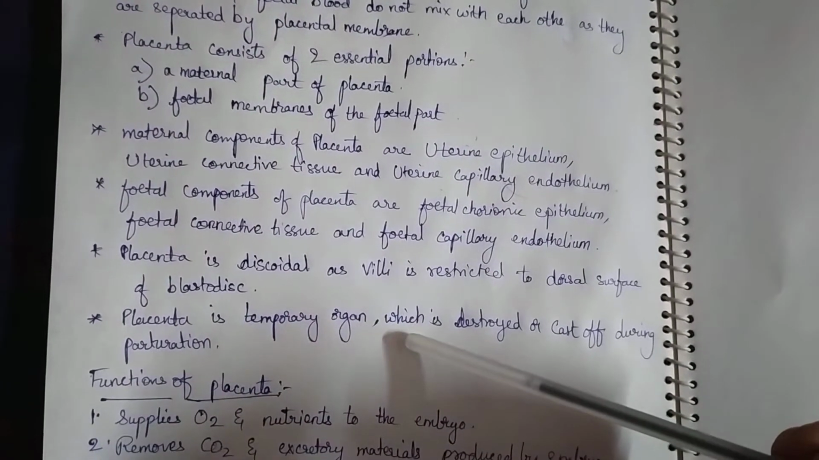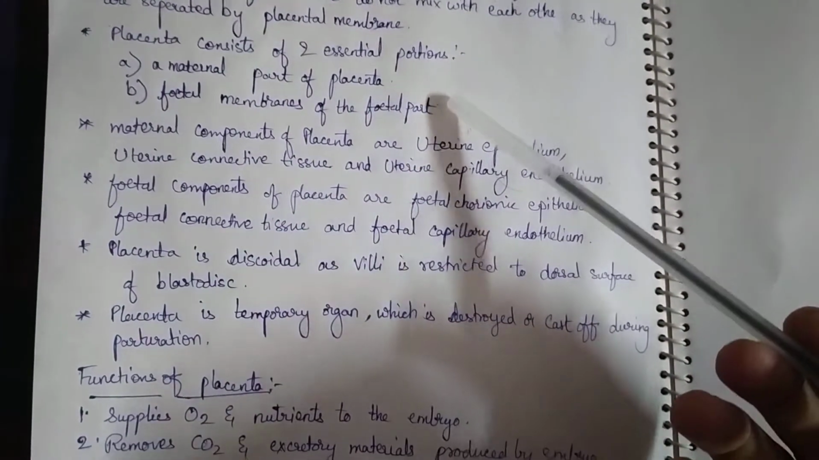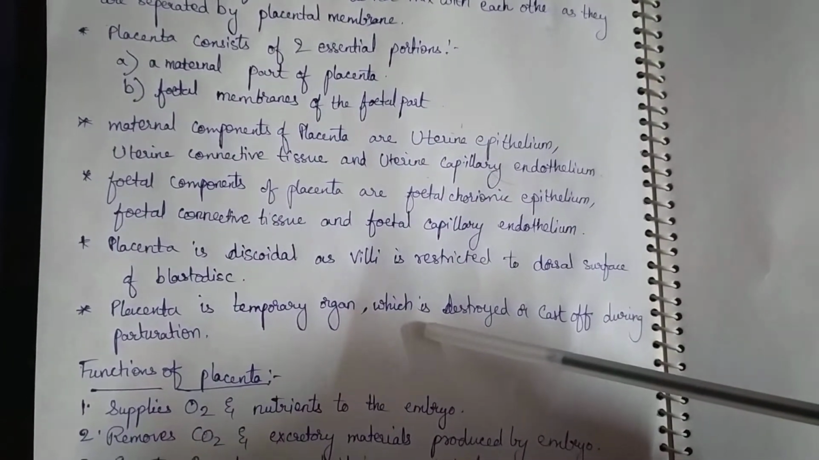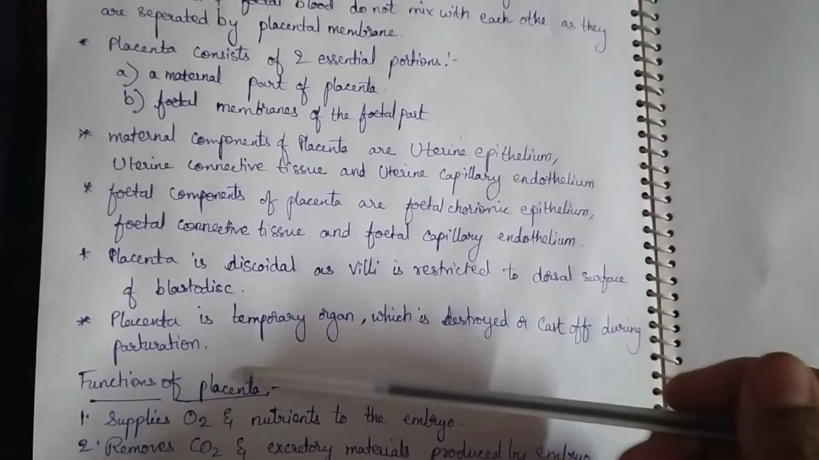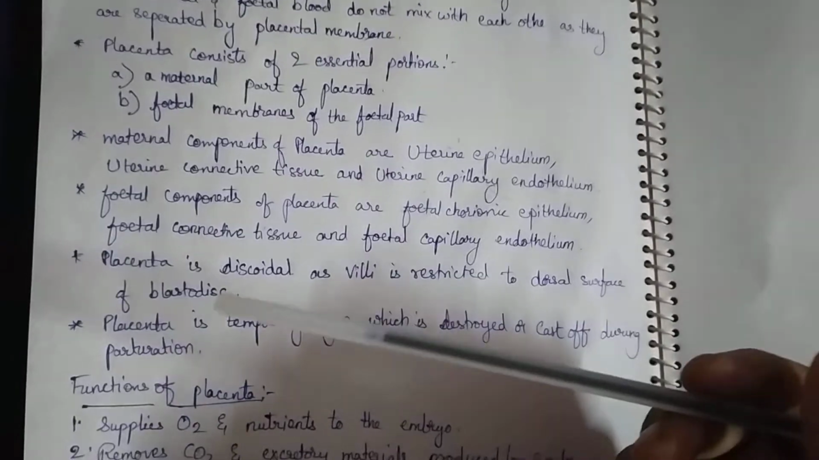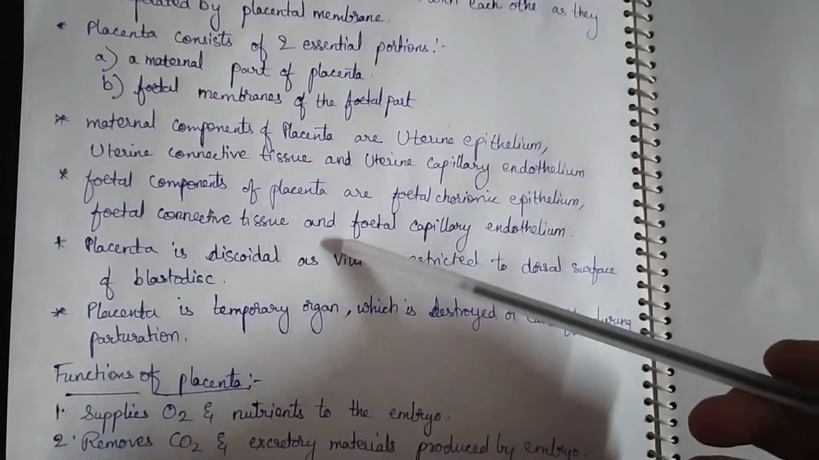Placenta is a temporary organ which is produced by the mother and it is cast off or destroyed during parturition. Parturition is nothing but childbirth. During childbirth, the placenta comes out of the female womb.